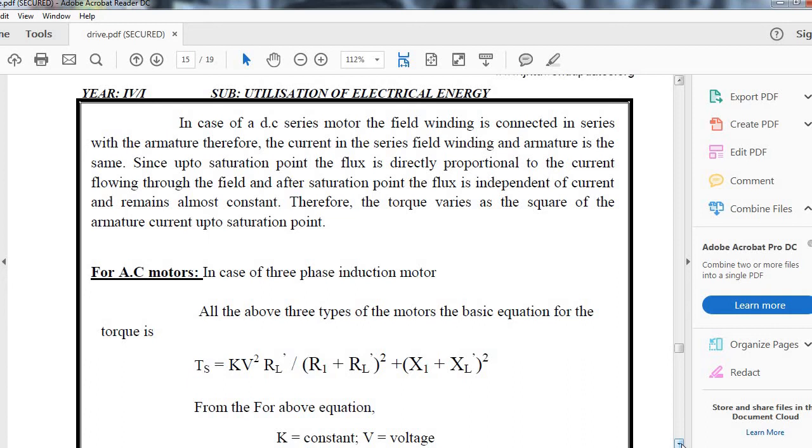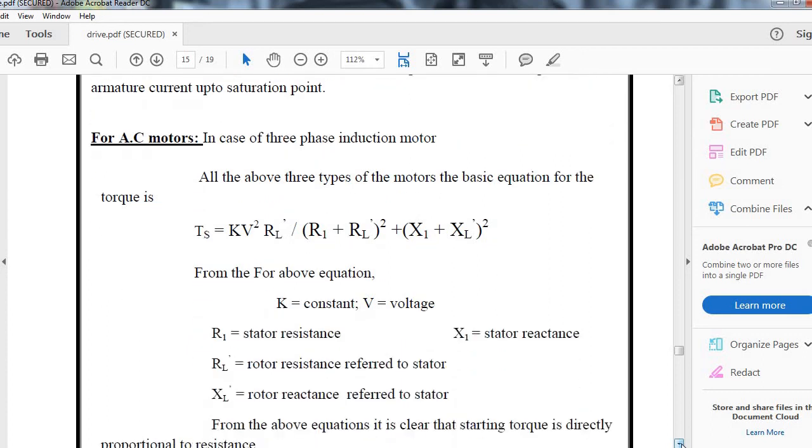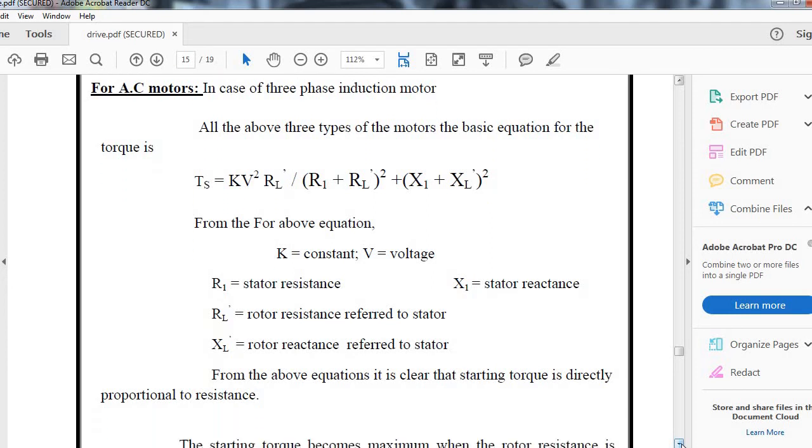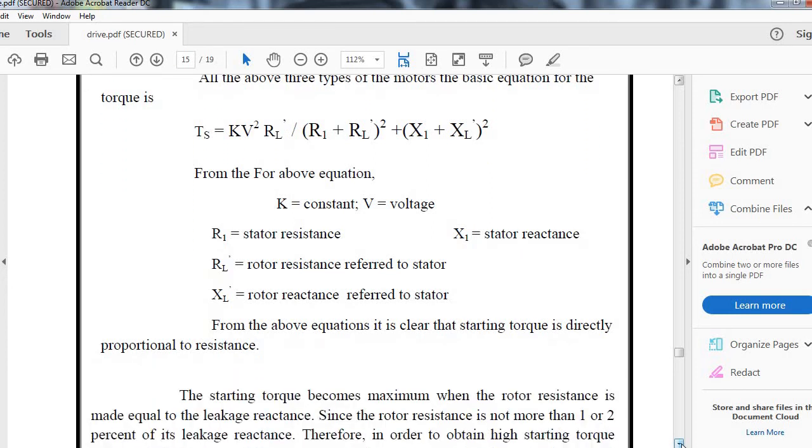Therefore, torque varies with the square of the armature current up to the saturation point. For AC motors, we have studied the torque equation, and the equation given below is for the 3-phase induction motor. From the above equation, it is clear that starting torque is directly proportional to the rotor resistance, as we studied before. Therefore, starting torque becomes maximum when the rotor resistance is made equal to the leakage reactance.